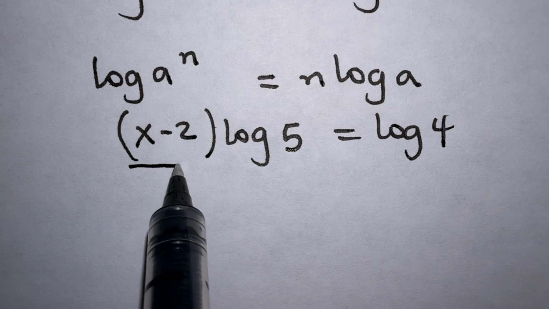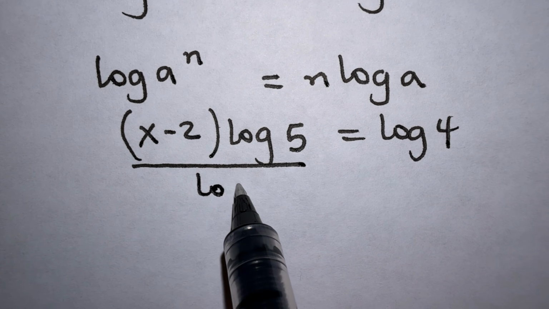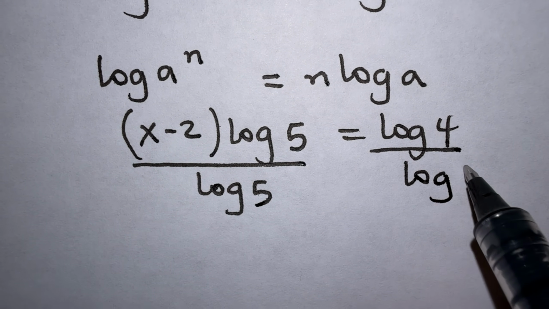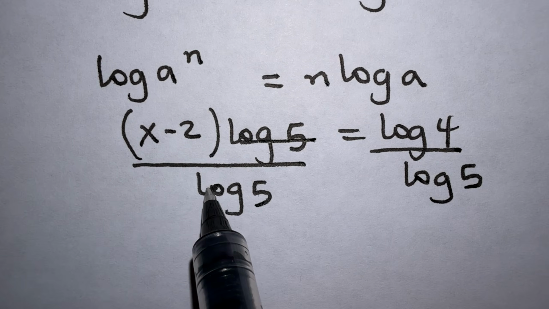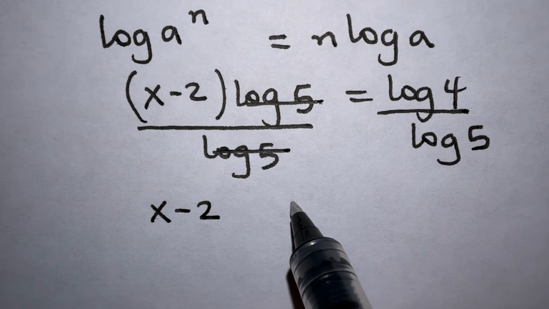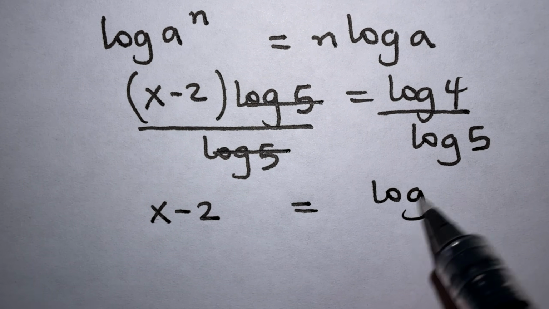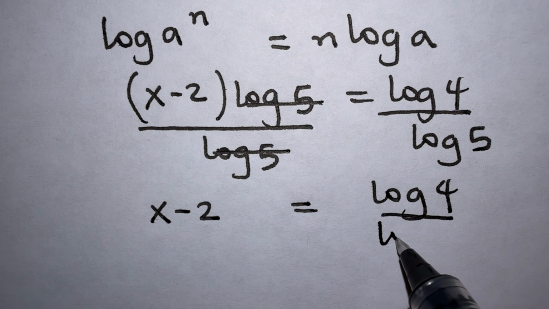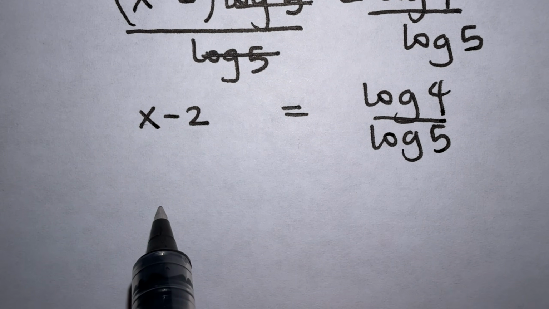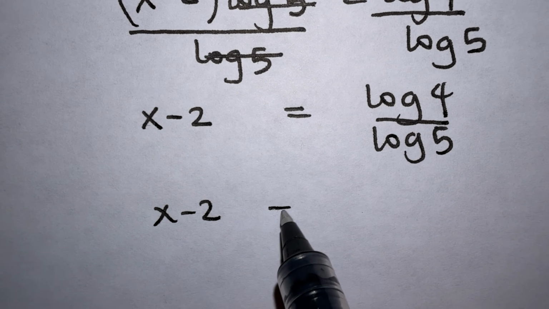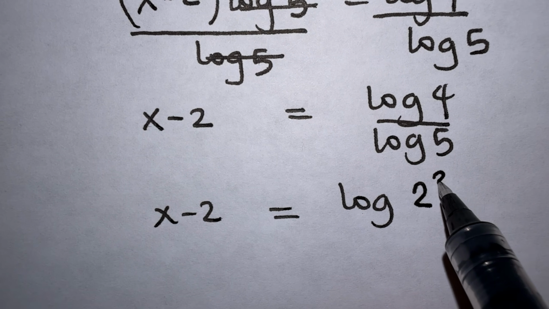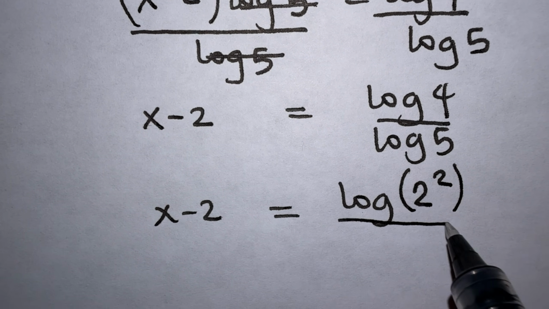We can divide both sides by log 5, so that log 5 cancels log 5 here. Then we have x minus 2 is equal to log 4 divided by log 5. We can also write this as x minus 2 is equal to log, let us express 4 as 2 raised to power 2, then divided by log 5.